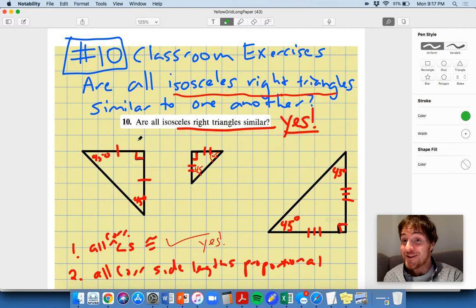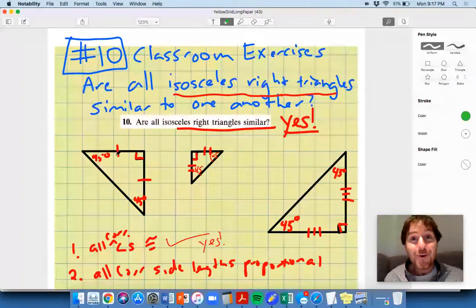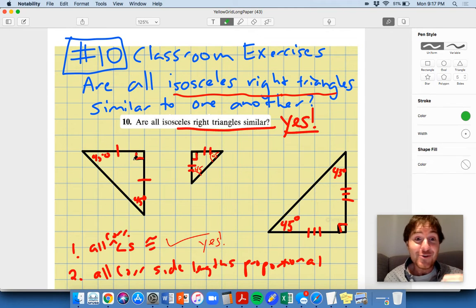The legs are certainly going to be in the same proportion because these are the same. Let's check this out here. I drew this on grid paper because I want to show you that drawing diagrams on grid paper makes it a lot easier to draw things accurately.